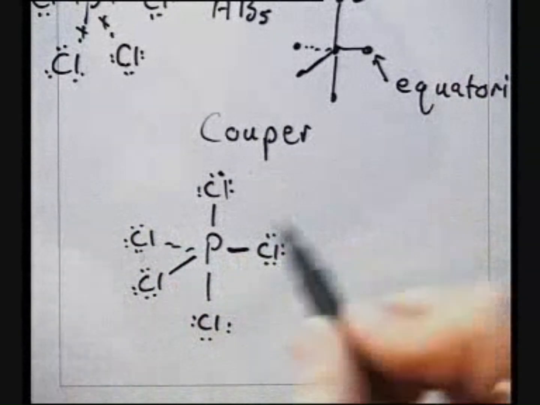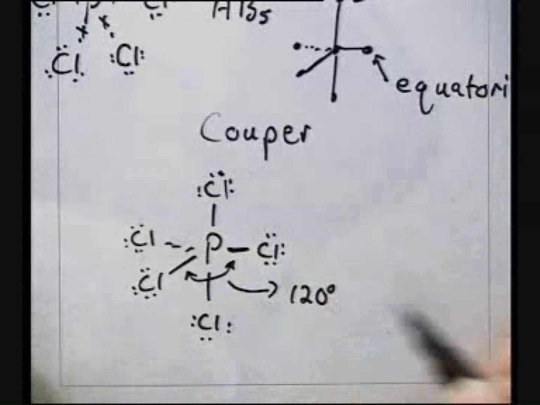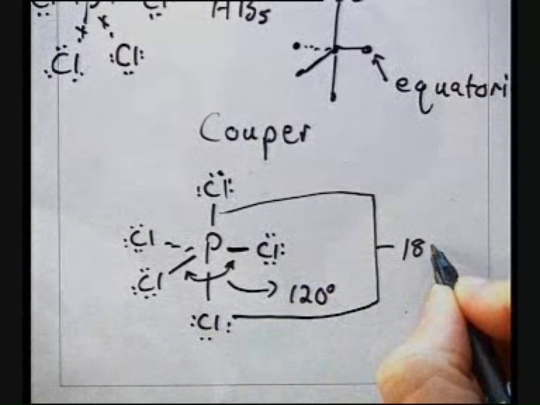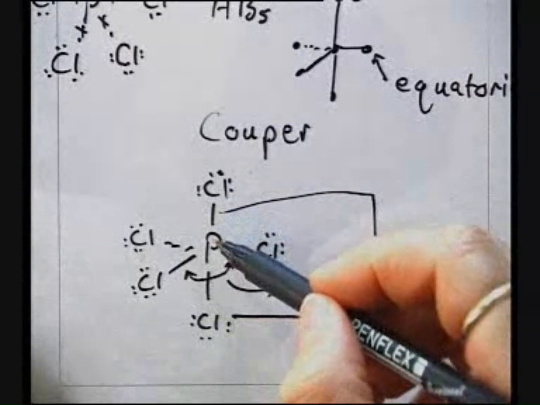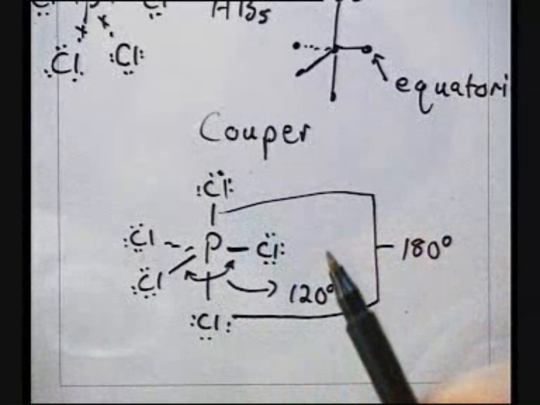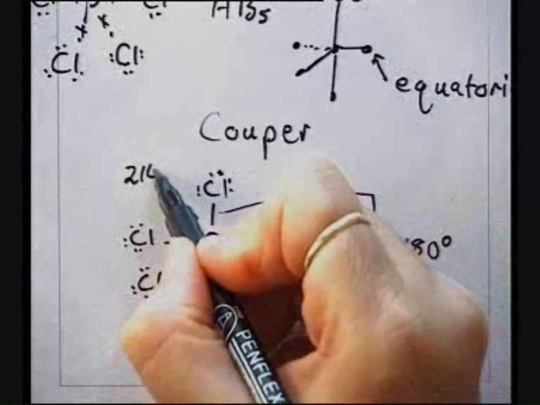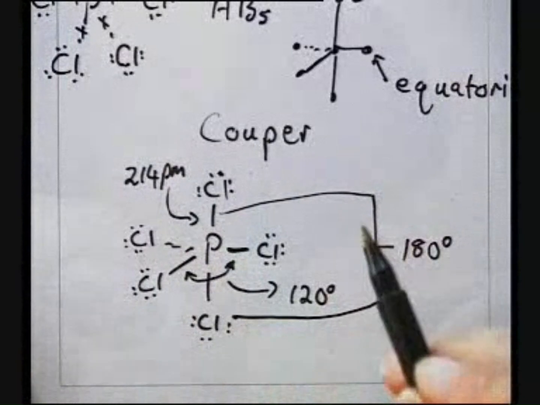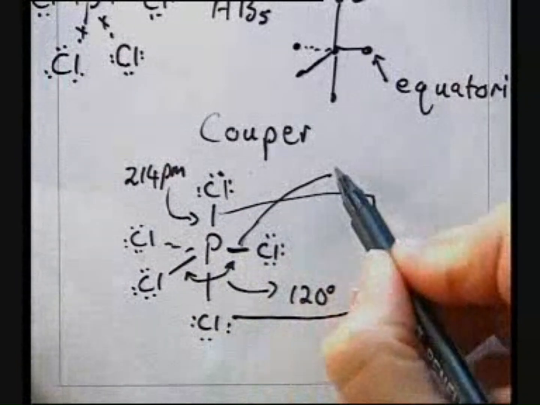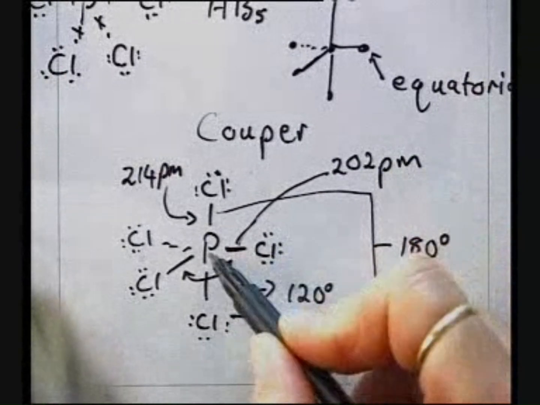Prediction of bond angles. We have perfect bond angles of 120 degrees. For the chlorine axial, phosphorus, chlorine axial, we expect a bond angle of 180 degrees. The axial bond length will be a bit longer than the equatorial bond length, and the measured bond lengths are 214 picometers for the chlorine axial phosphorus bond, and 202 picometers for the equatorial chlorine phosphorus bond.